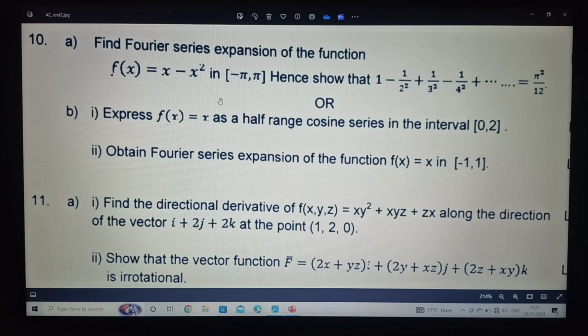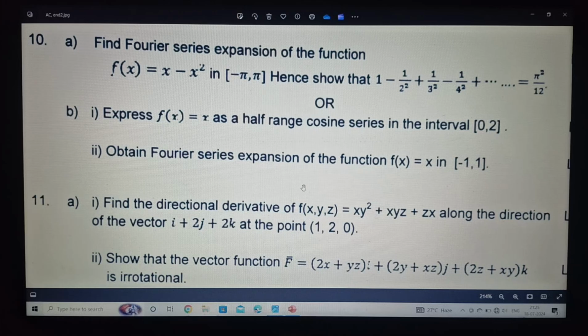Express f of x is equal to x as a half range cosine series in the interval. Here they have given the cosine series, f of x is equal to x in the interval 0, 2. Okay? So another one in this question, obtain Fourier series expansion of the function f of x is equal to minus 1, 1. See, mostly x is coming, you have to find the series expansion, so that we will practice more x in the different intervals. Okay?